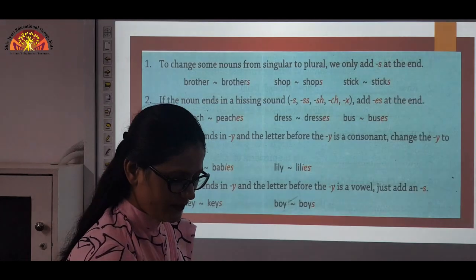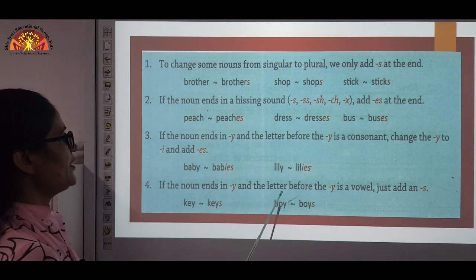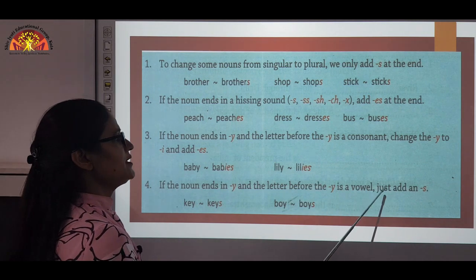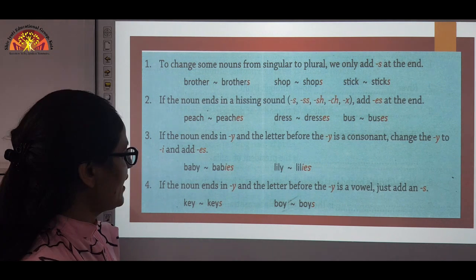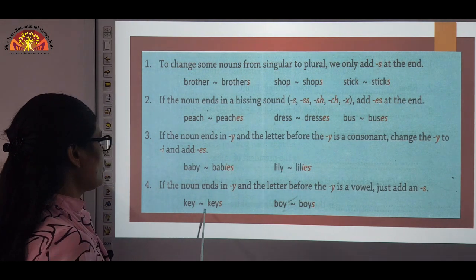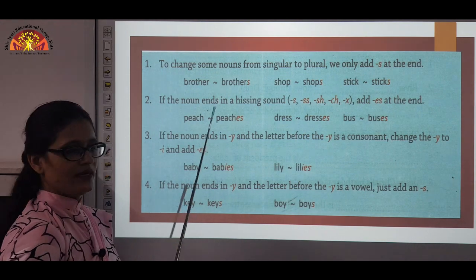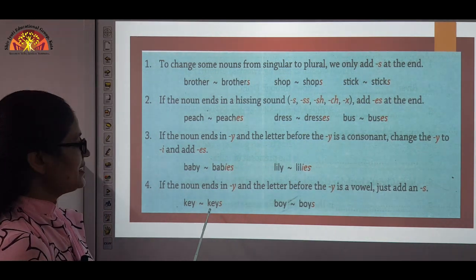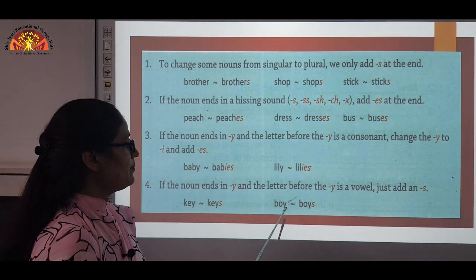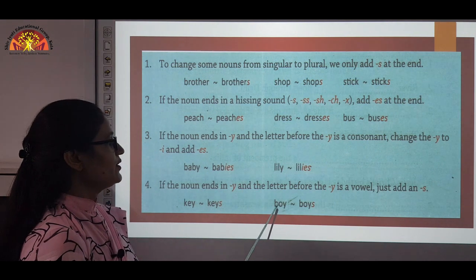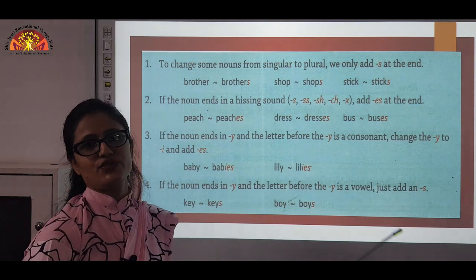Okay. Now next is, if the noun ends with Y and the letter before Y is a vowel, just add an S. It is very simple: if before Y there is a vowel, you will simply add S to it, like K-E-Y, key. Before Y you can see E is there, E is a vowel, therefore we have added S to it. And B-O-Y, boy, just before Y you can see the vowel O, so we will simply add S to it. Okay.